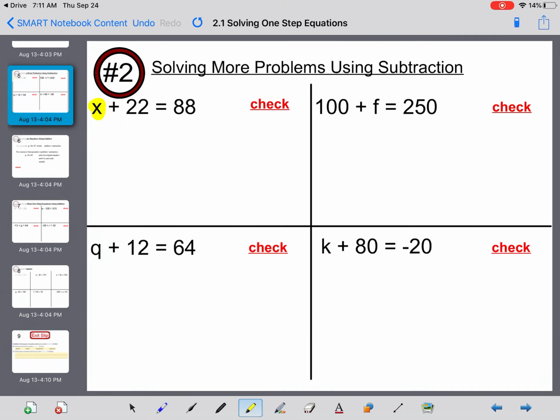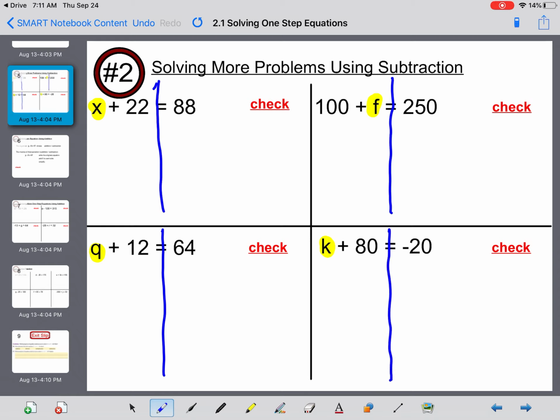So here's some more practice. To isolate the variable, what is happening to the variable? Remember to draw your lines through your equal signs so you keep your equations balanced. What you do to one side, you must do to the other. So I see a plus 22, so to cancel it out, I'm going to subtract 22. But what I do to one side, I have to do to the other. 22's cancel. X equals 88 minus 22 is 66.